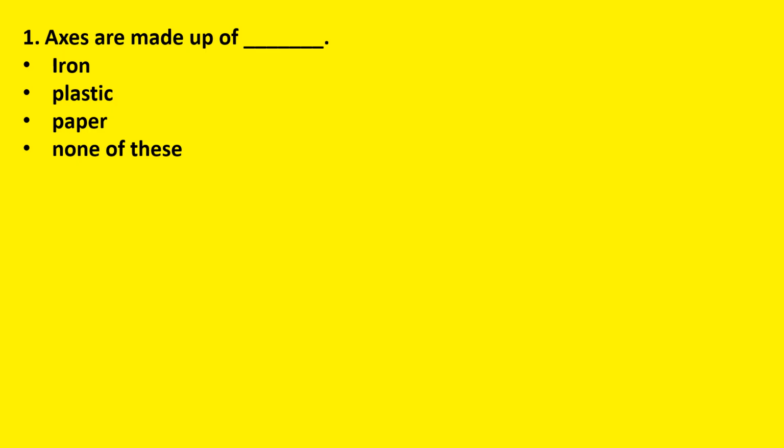Question number 1. Axes are made up of iron, plastic, paper, or none of these. So 4 options are given and we have to find out the correct option. Axes are made up of, so the correct answer is iron.